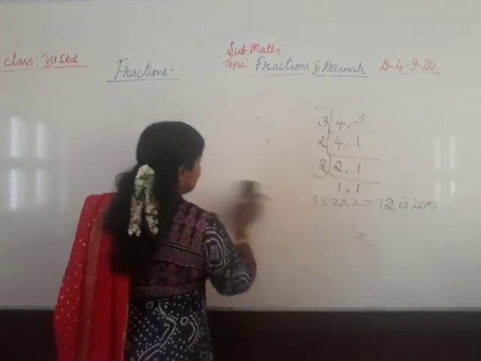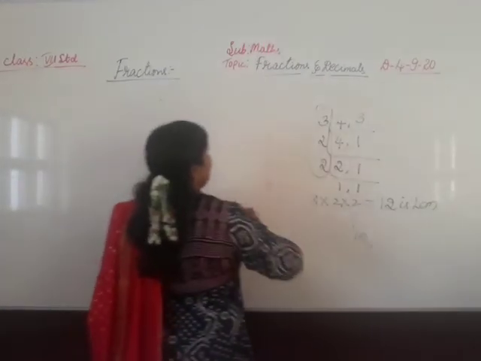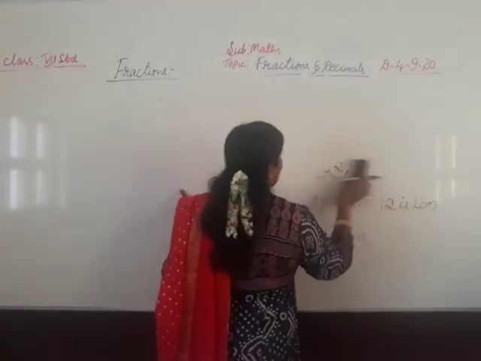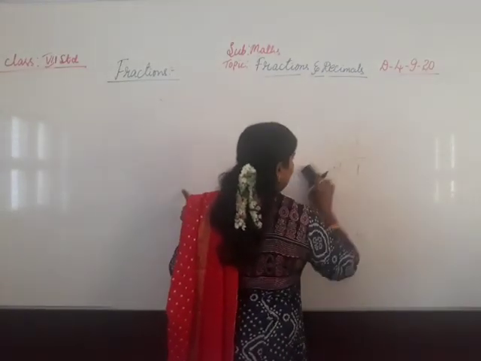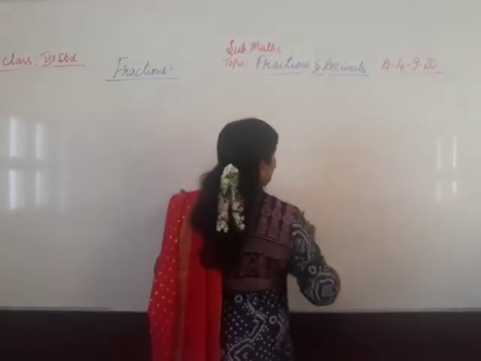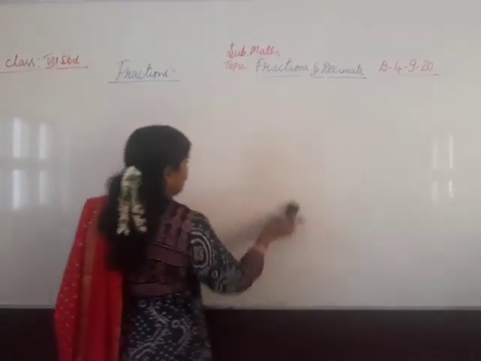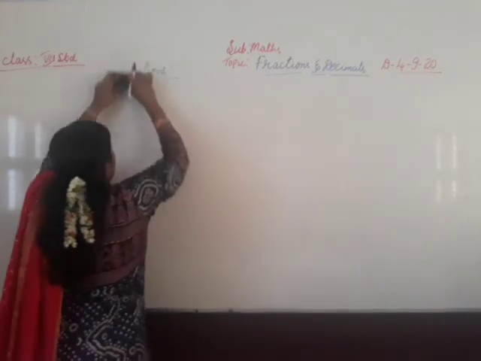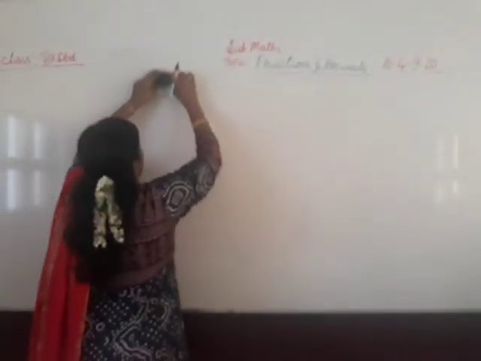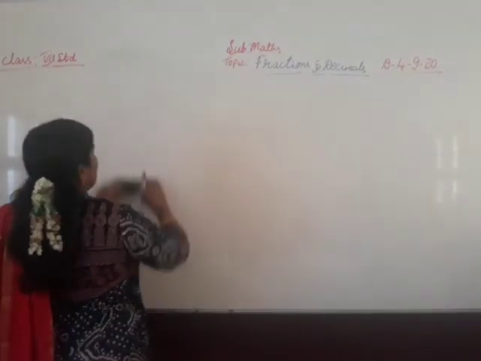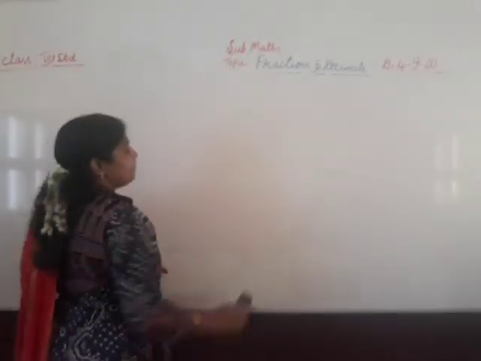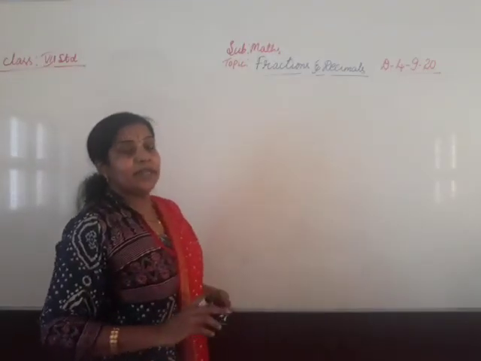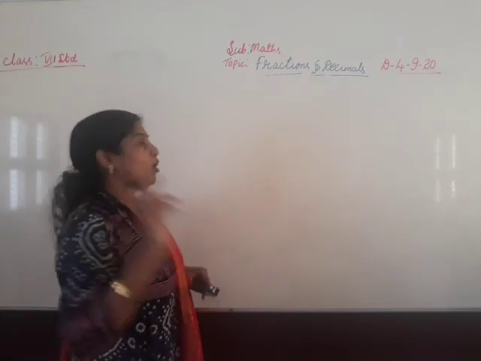When do we have to take the LCM? When the denominators are not the same, unequal. If the denominators are the same, just add the numerators or just subtract the numerators, whichever sign is given. Understood? So only when denominators are different do we have to take the LCM. What is the purpose of taking the LCM? To make the denominators equal.